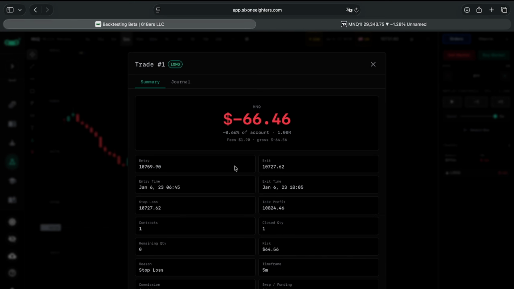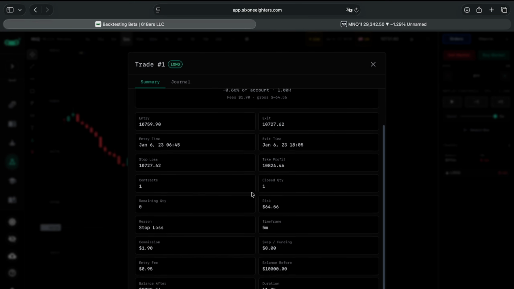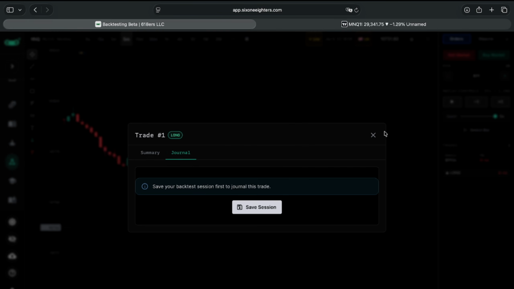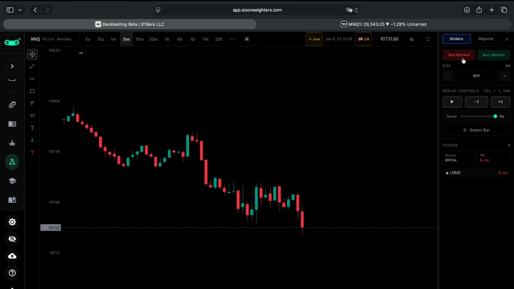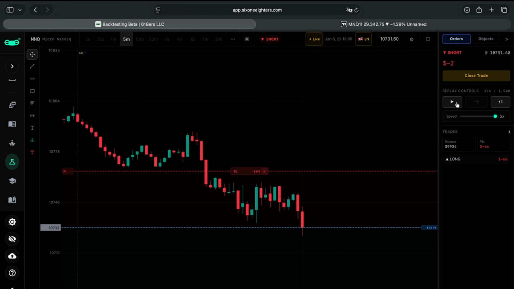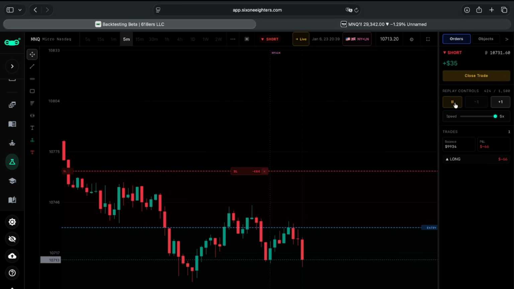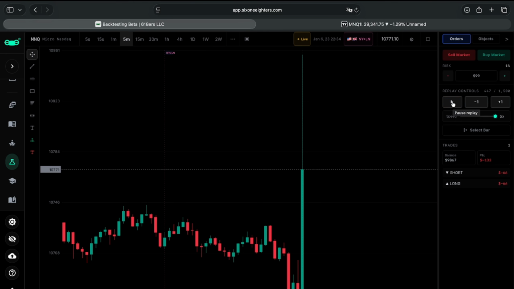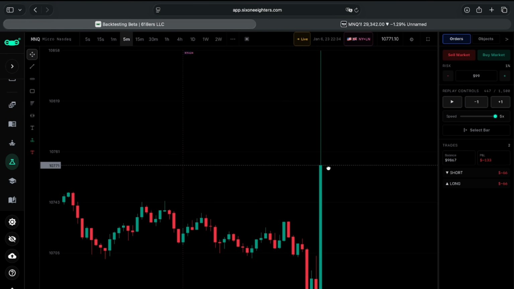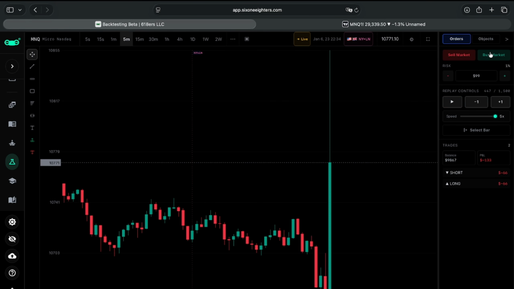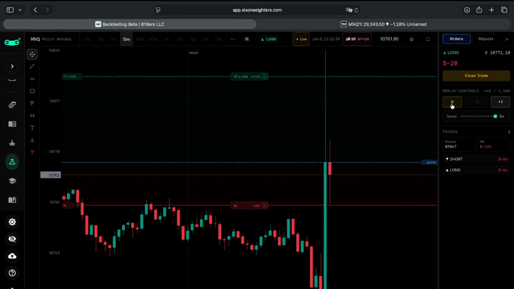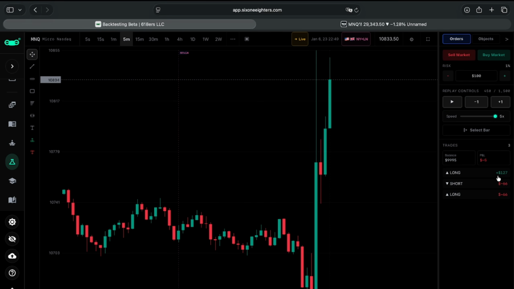So we see here, we lost this trade. We can also journal this one later. Let's say for some reason we think this is a good trade here, and, I don't know, oh yeah, we lost again. So let's say we are completely good, and now we made all my money back. So this is kind of a way to figure out if your strategy is actually working or not.